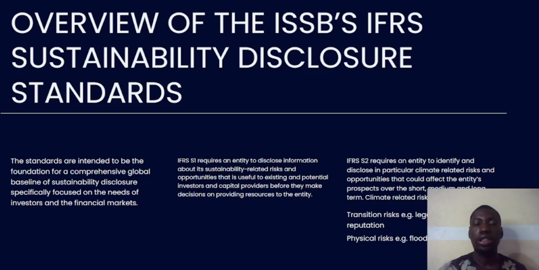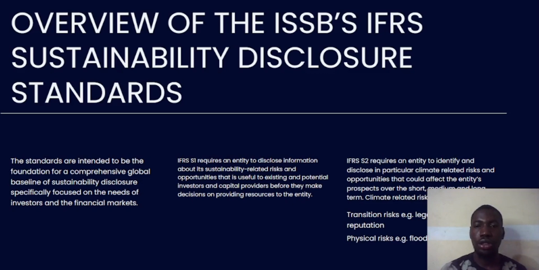So just note that while IFRS S1 relates to sustainability in general, IFRS S2 is particular on climate-related risks and opportunities. So there are two types of climate-related risk. We have the physical risk and transition risk. The climate-related physical risks are risks that result from climate change that can be event-driven or that are a result of longer-term shifts in climatic patterns.